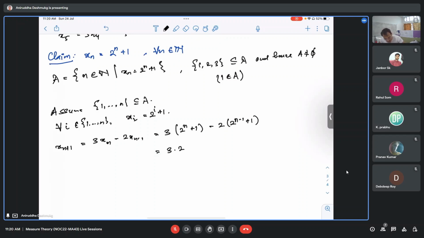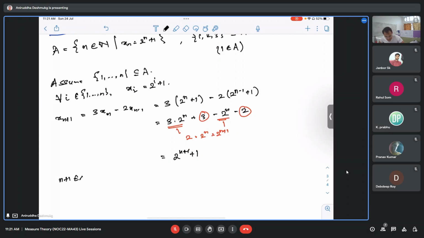So this is 3 into 2 to the power n plus 3 minus 2 into 2 to the power n minus 1. So that is just 2 to the power n minus 2. So notice that this and this together, what will they give? This will give 2 times 2 to the power n, which is 2 to the power n plus 1. And these two terms are going to give us 1. So all in all, this whole thing turns out to be 2 to the power n plus 1 plus 1. And therefore, what we say is that n plus 1 is in A. And hence, from the strong principle of mathematical induction, A must be all of it.